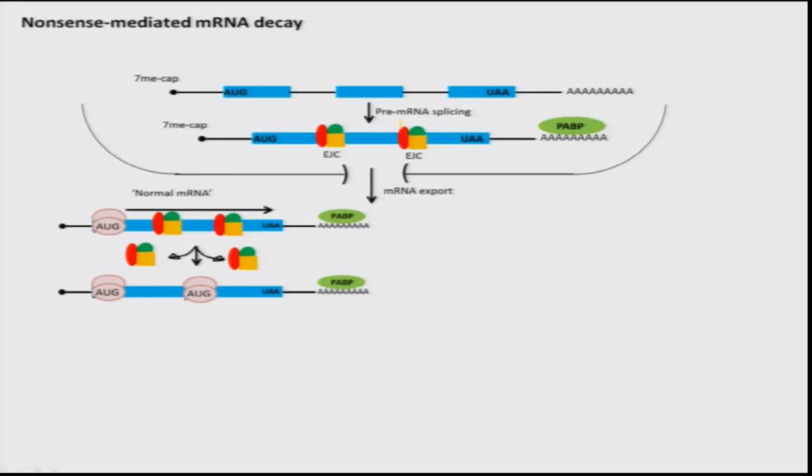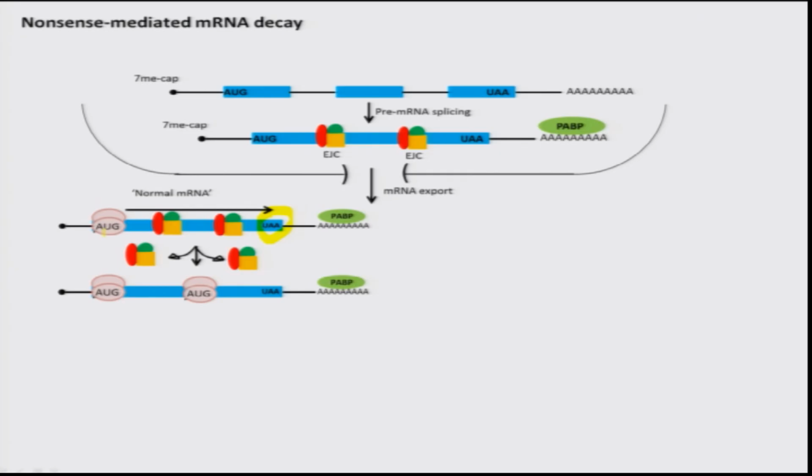now along with this, the entire complex is transported to the cytoplasm. So, what we are seeing is a normal mRNA, wherein you have a stop codon that is present in the last exon. Therefore, you really do not have the exon junction complex present downstream towards 3' end of the stop codon. So, when a RNA comes into the cytoplasm, you have these ribosomes that come and bind and scan for whether this RNA is good enough for translation.